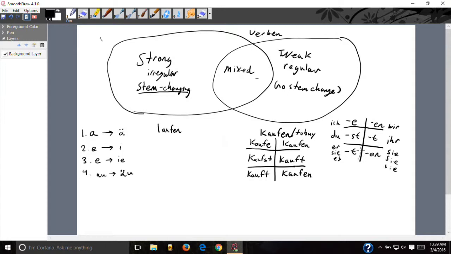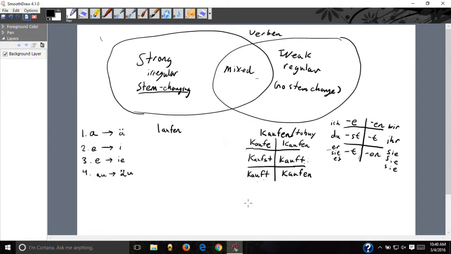follows this regular pattern that I've drawn here. We have an E for ich, ST for du, kaufst, a T for er/sie/es, kauft, kaufen for wir, ihr, we have a T, ihr kauft, sie kaufen, EN. So the infinitive form of this verb, unconjugated, remains for wir and it remains for sie. And also, we notice the ihr and er/sie/es forms have the same form.